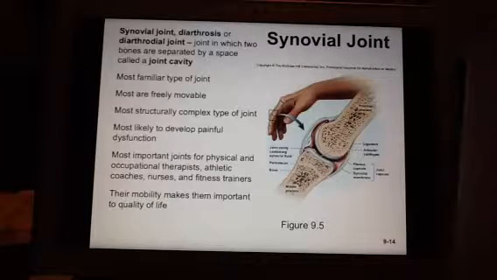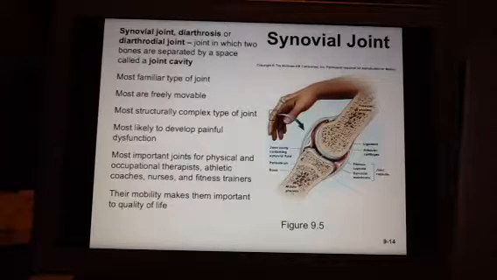It's pretty complicated. There's more parts, more things to label on this type of joint than the others, and it is the most likely to develop a painful dysfunction. So these are the most important joints for physical therapists, occupational therapists, coaches, trainers, that kind of thing, to be familiar with, because they do lend themselves to injury. Their mobility makes them important for quality of life.